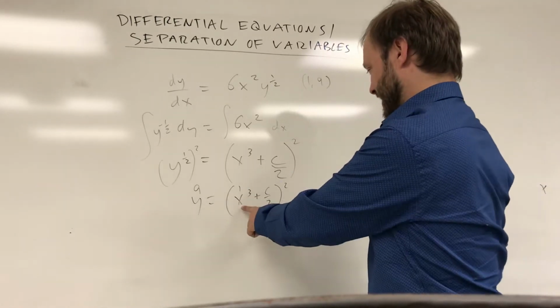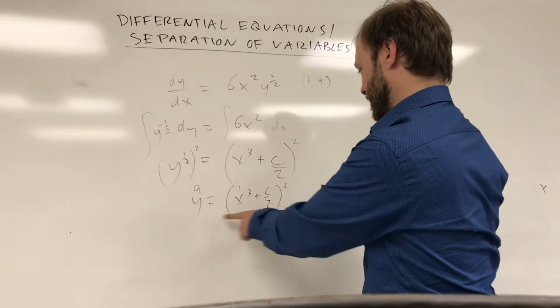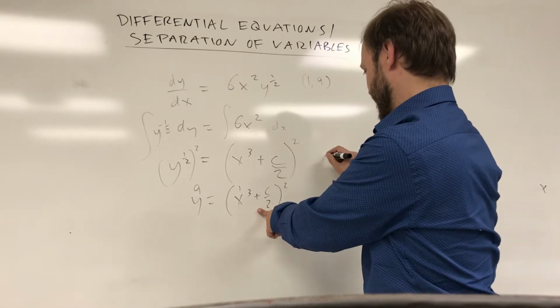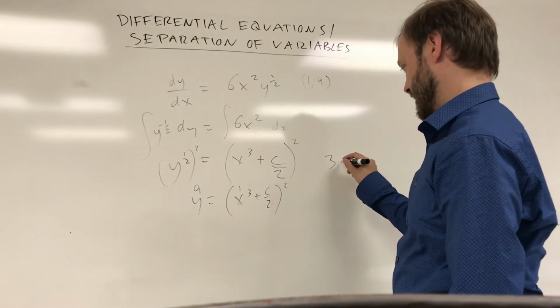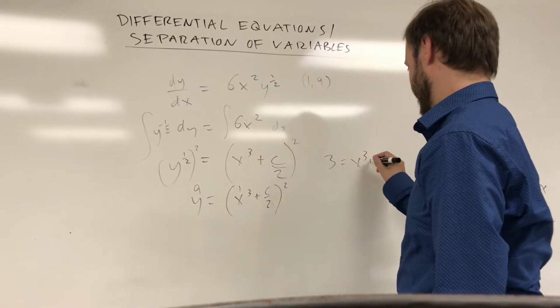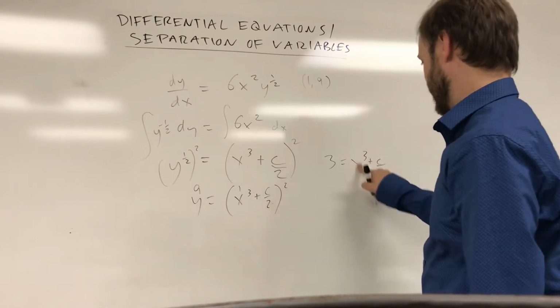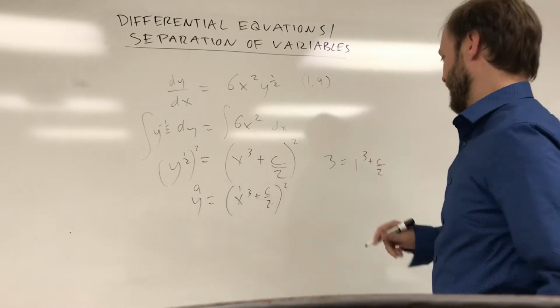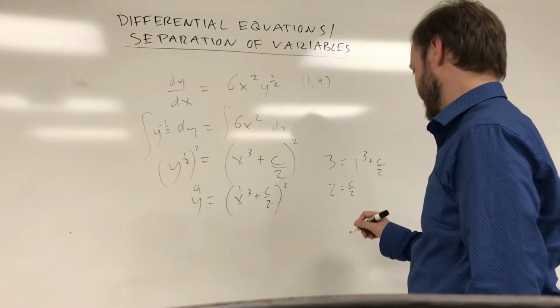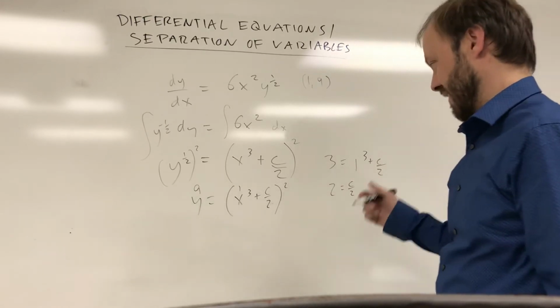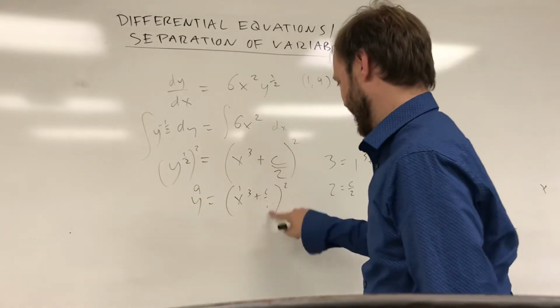So anyway, in this case, 9 would be equal to something squared. That means we would need to get 3 would be equal to x cubed plus c over 2. X cubed is 1, okay? So we're going to get 2 is equal to c over 2, and of course that means that c is going to equal 4, okay?